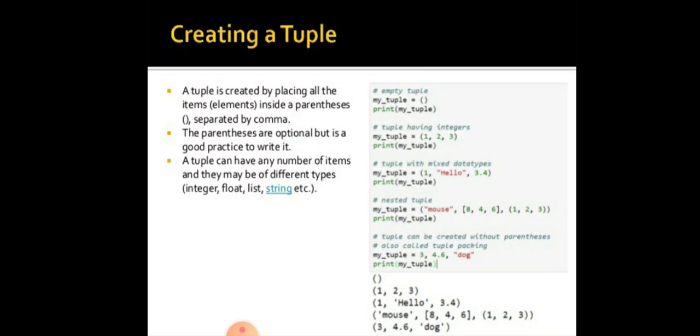ऐसे ही we can create a nested tuple. A nested tuple means a tuple कंटेनिंग अ टपल मीन्स टपल के अंदर टपल हम क्रिएट करें तो उसे हमने बोल दिया नेस्टेड टपल. एंड टपल्स कैन बी क्रिएटेड विदाउट पैरेंथेसिस. दे आर आल्सो कॉल्ड टपल पैकिंग. इसके लिए हम क्रिएट कर सकते हैं माई अंडरस्कोर टपल इक्वल्स टू 3, 4.6, डॉग. जब हमने इसे रन कराया हमारे पास ये आउटपुट आ गया. तो जब आप टपल को क्रिएट करते हो विदाउट यूजिंग पैरेंथेसिस तो उस प्रोसेस को हम बोलते हैं पैकिंग.